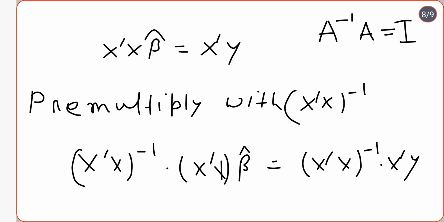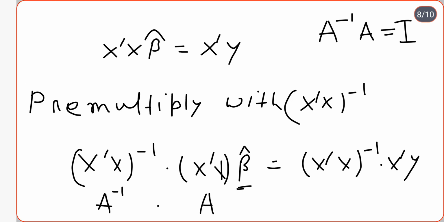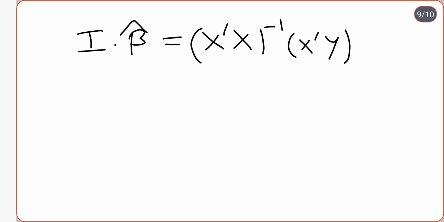x prime y. So as you can see, this is our A, this is our A inverse, and A inverse A being multiplied gives us I, and beta hat is here. So we get I into beta hat equals x prime x inverse into x prime y, and this is basically beta hat, because the identity matrix has all diagonal terms equal to 1 and the remaining terms 0, so it is not of any use to us now.